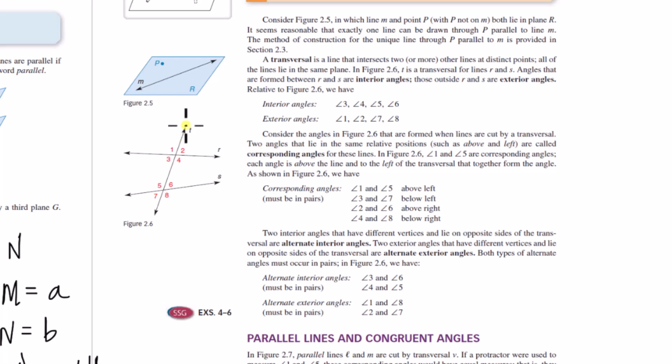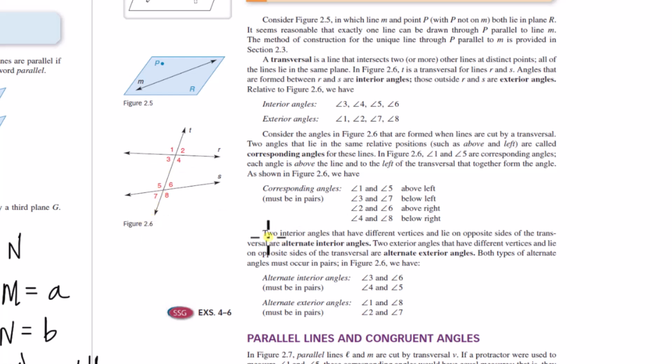So you have the transversal intersecting line R here. At the top left, you have angle 1. The transversal intersects line S here, and at the top left, you have angle 5. So they're in the same relative position relative to the transversal. Those are called corresponding angles. Angles 6 and 2 are corresponding, 8 and 4, and 7 and 3 are corresponding.